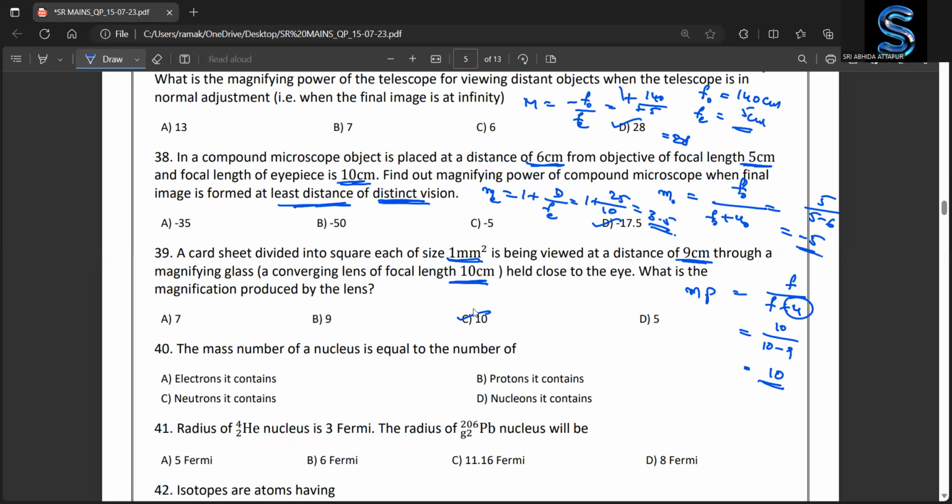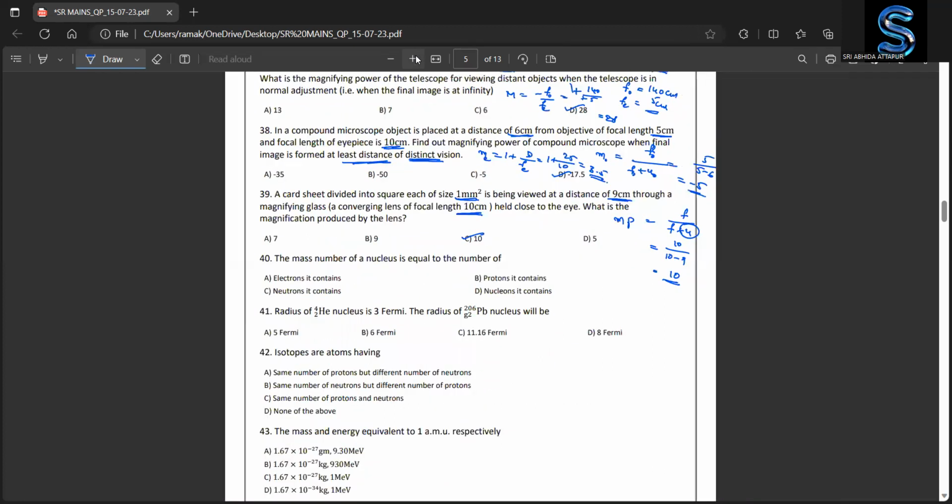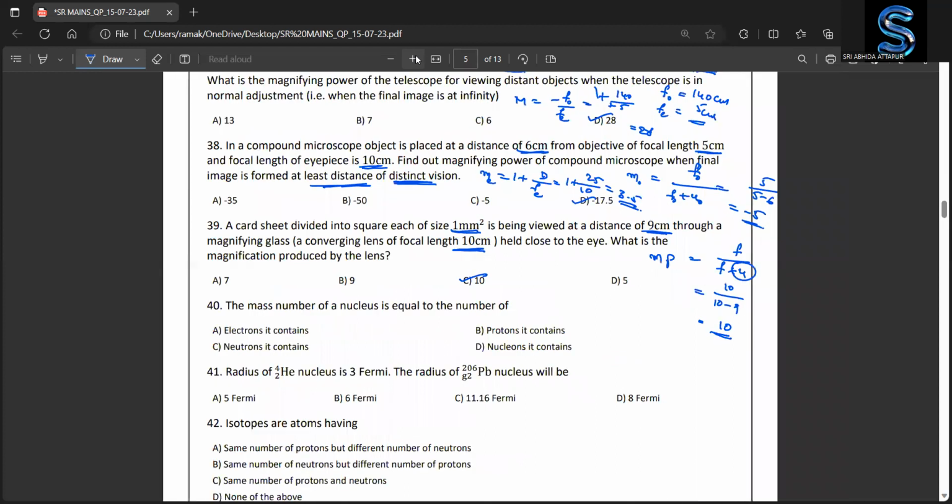Also the next question: the mass number of a nucleus is equal to the number of... So here we know that the mass of a nucleus is directly proportional to the mass number. So here we can represent that it depends upon the nucleons it contains.